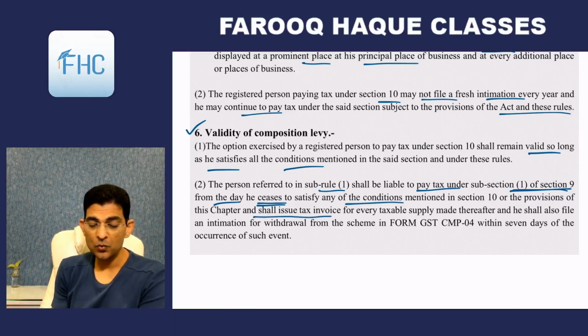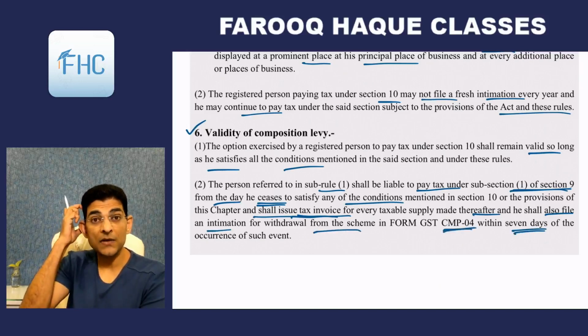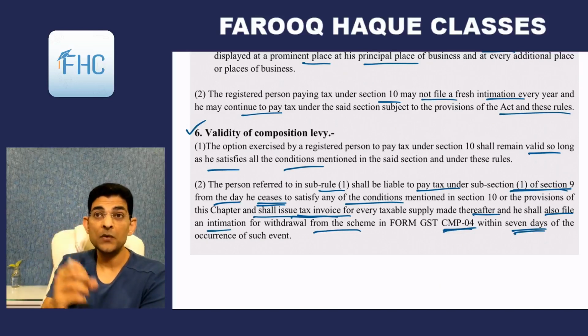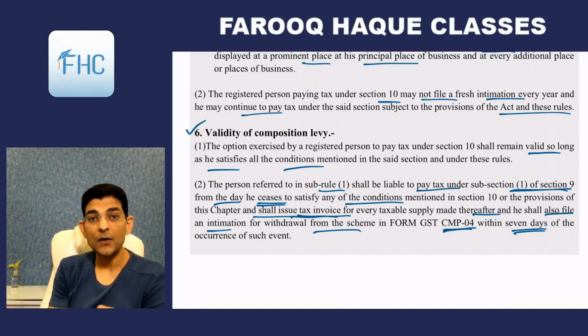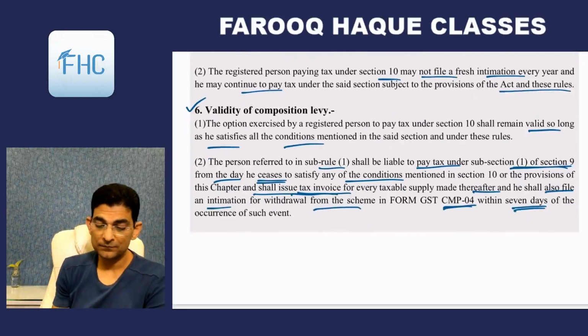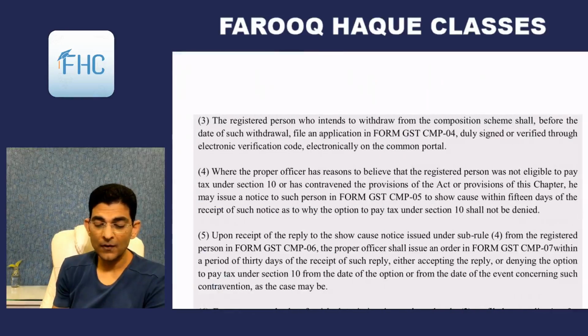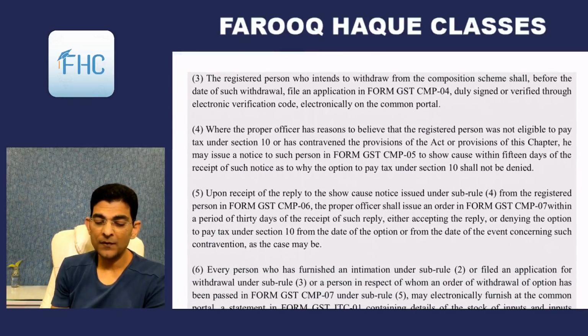And shall issue tax invoice, then he will start issuing tax invoice for every taxable supply made thereafter, and he shall also file an intimation for withdrawal from the scheme in CMP 4 within 7 days of the occurrence of such event. So this is a form that you will have to file that you are now out of the composition levy and under normal scheme. That's okay.